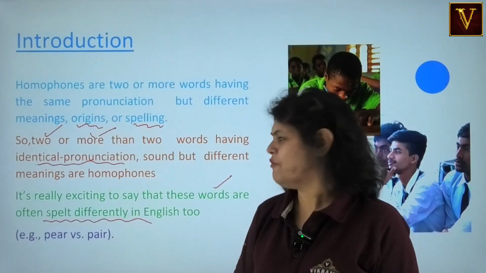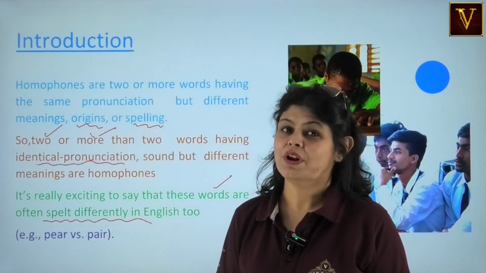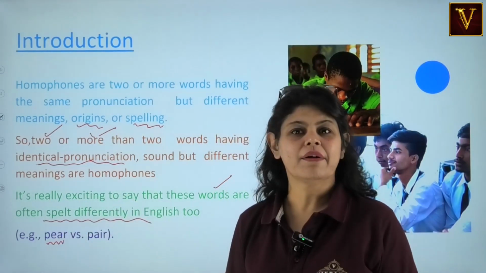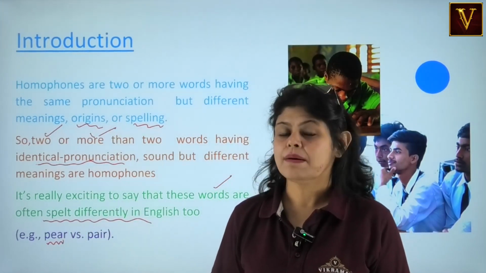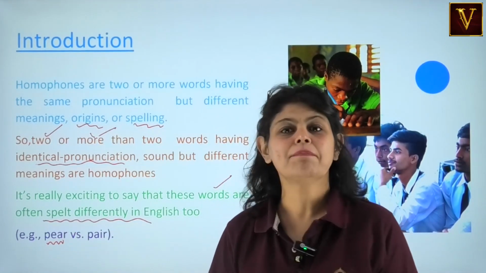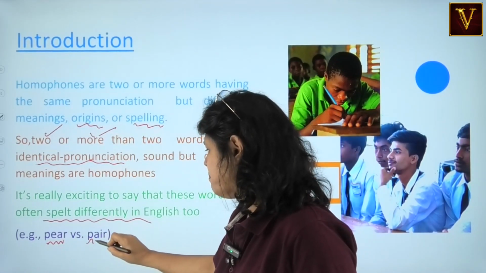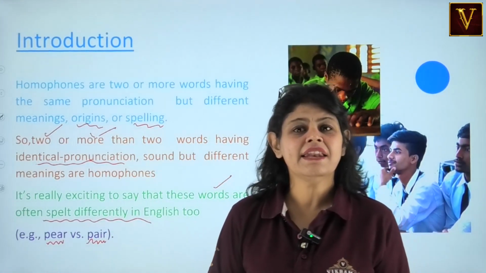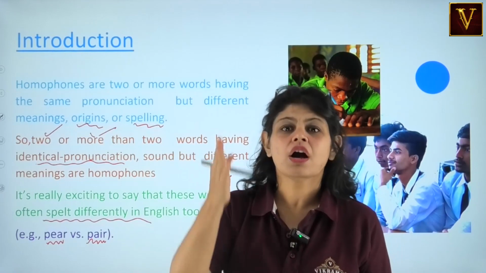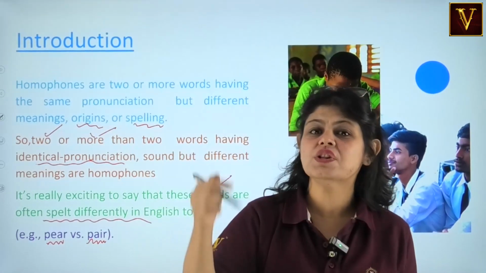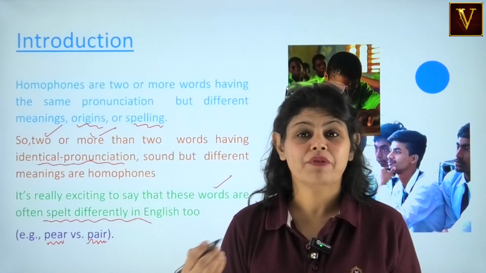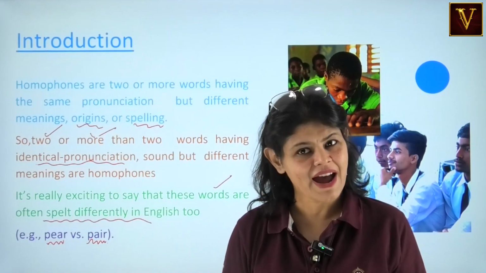Fine, let's take a very simple example of a homophone, that is pear. P-E-A-R, pear, is something which we eat, a fruit that we eat. And this pair, P-A-I-R, is anything that is used in two, right? So, corresponding things which are used in two are pairs. Say for example, I wear a pair of shoes, right?